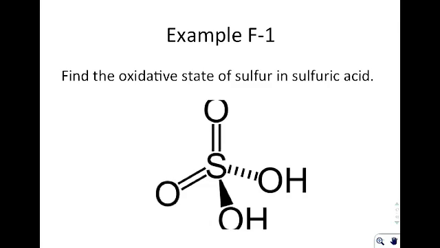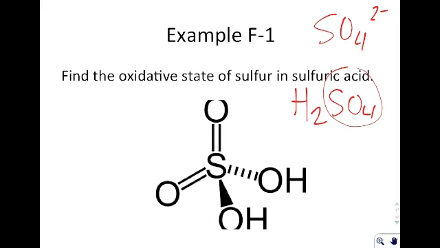Example F1, it says find the oxidative state of sulfur in a sulfuric acid ion. Sulfuric acid. So we see H2SO4. Okay. The first thing we want to do is we want to look at sulfate. We know sulfate overall has a charge of -2. We know that there are oxygens, and our priority goes with oxygen. Oxygen is always -2 unless there's a fluorine. There's no fluorine in this case, so I'd say it's -2. There are 4 oxygens, which gives it a total charge of -8.